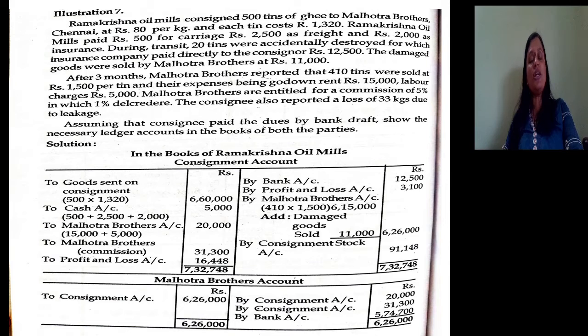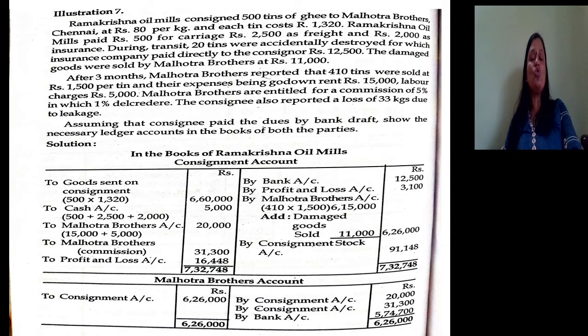Then, during transit, 20 tins were accidentally destroyed, for which the insurance company paid directly to the consignor 12,500. This sentence is relating to abnormal loss. We will treat this abnormal loss later. We'll keep this sentence as it is. Don't forget to take it before you close the accounts.